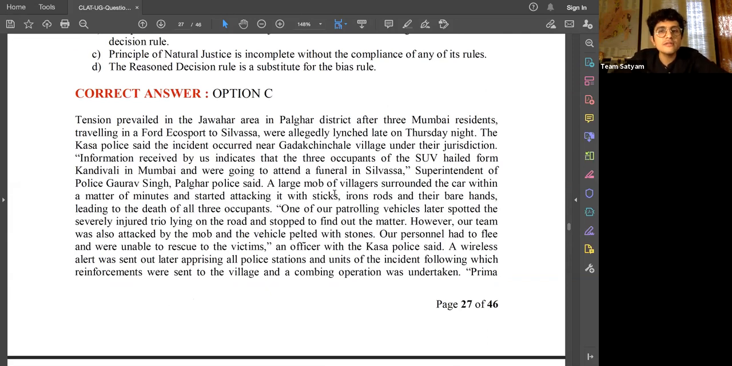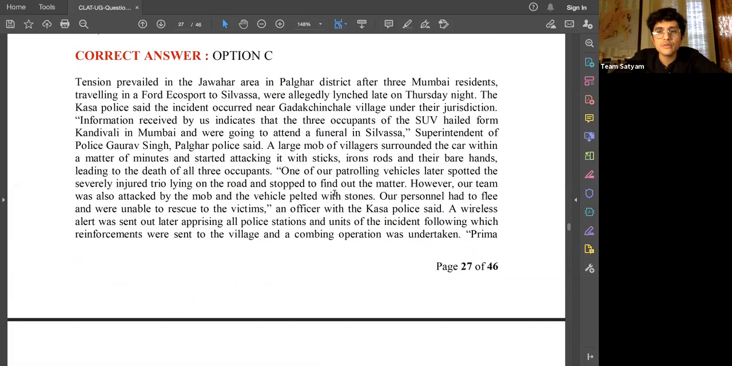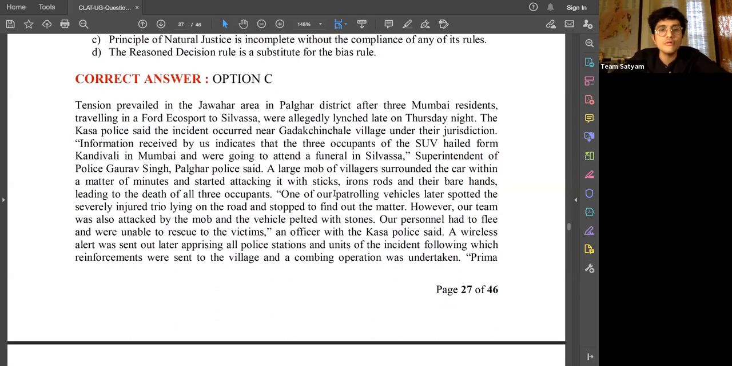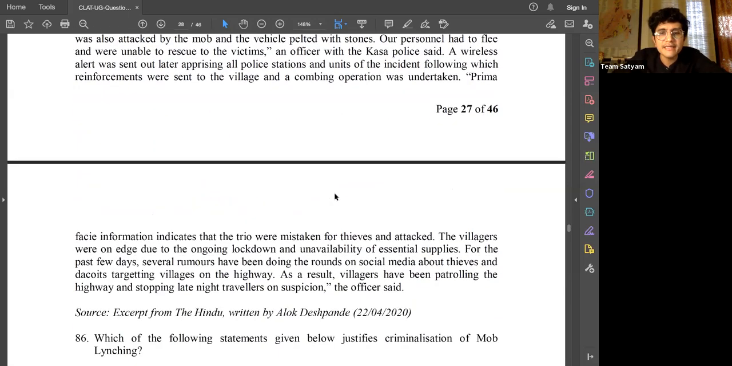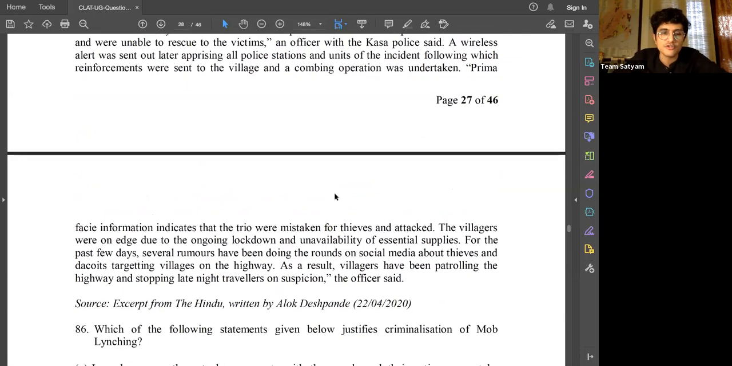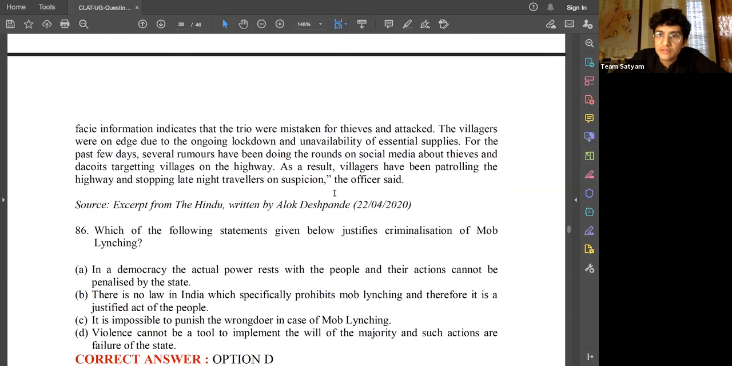But the kind of information that is provided to you in this passage on pages 27 and 28 is extremely factual in nature. There is no legal provision mentioned in these lines. There is no legal theory mentioned in these lines. There is no judgment mentioned in these lines. So it is like a news report, which tells you what happened on this day when these people were lynched. And it makes no value judgment about it. There is no assertion which can even help you make a value judgment about the factual situation presented to you in this passage.